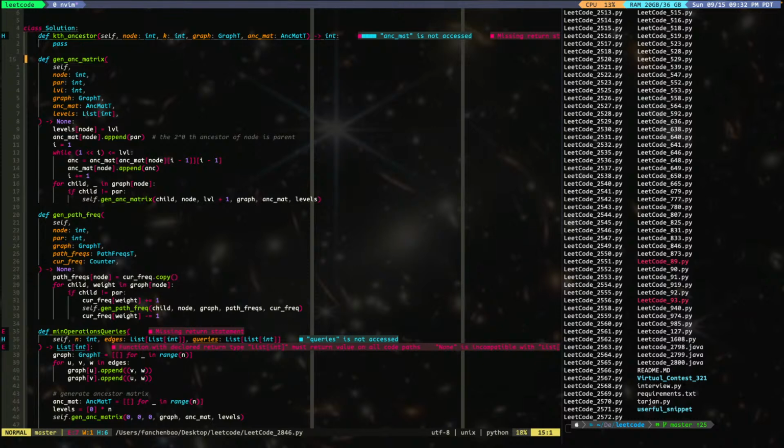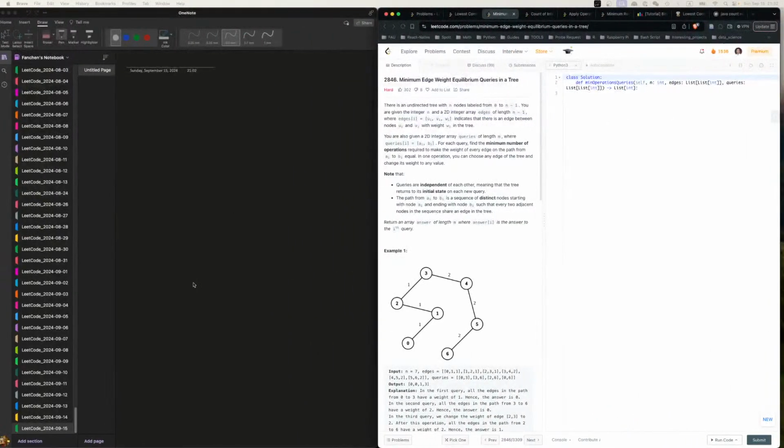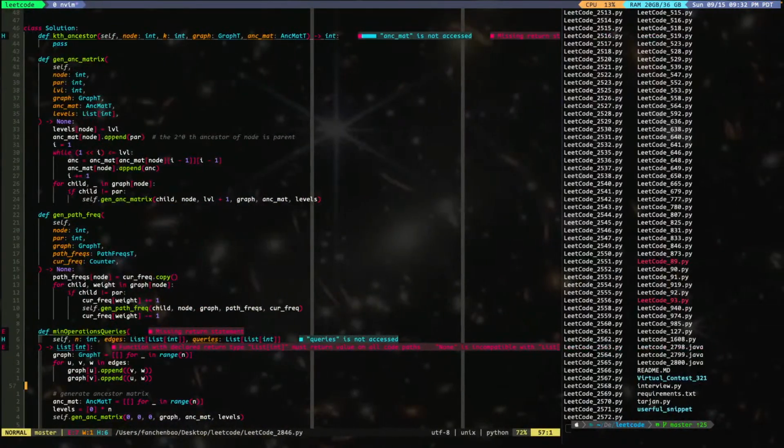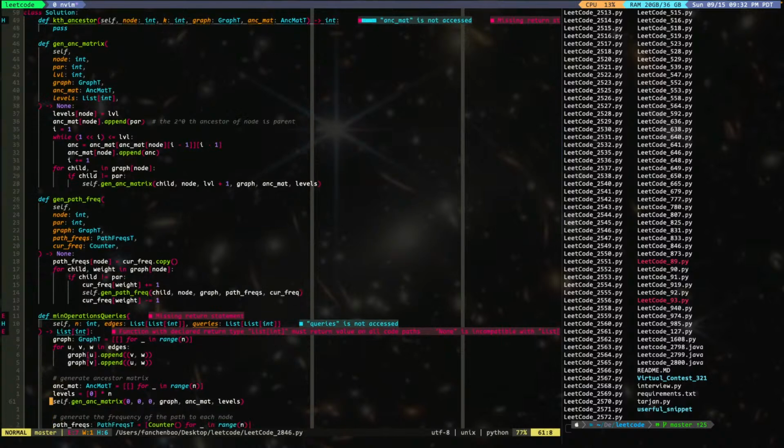All right, generate ancestor matrix. I have node, parent, level, graph. I put the graph in, but I have a weight as well. Okay, and generate ancestor matrix. The ancestor matrix is the levels, so I generate them. Generate ancestor matrix is here, so we have this.